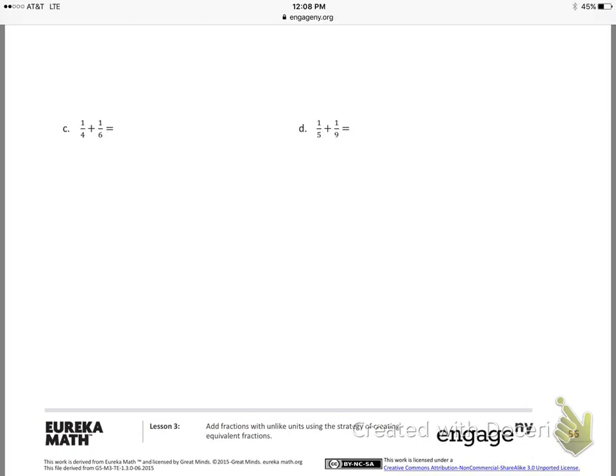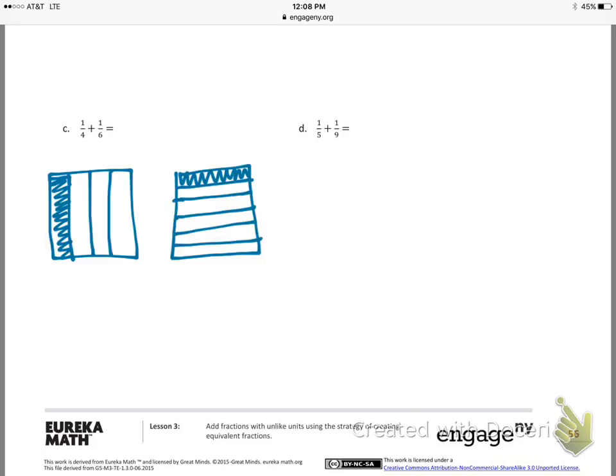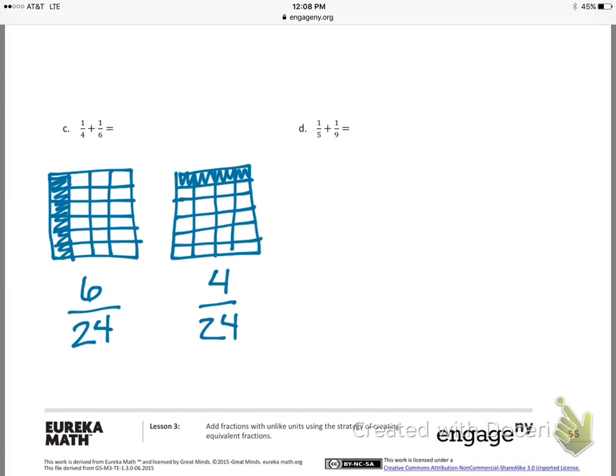For the next problems, I'm not going to explain each step. Hopefully by now it makes sense, but I'll go ahead and draw the area models and display them here. 1/4 and 1/6 become 6/24 and 4/24. When we add those together, they become 10/24, which can be simplified because both the numerator and the denominator, or the top number and the bottom number, are divisible by 2. So the end result is 5/12.